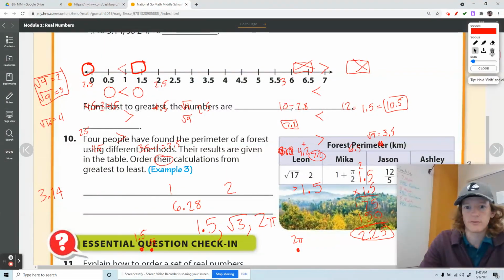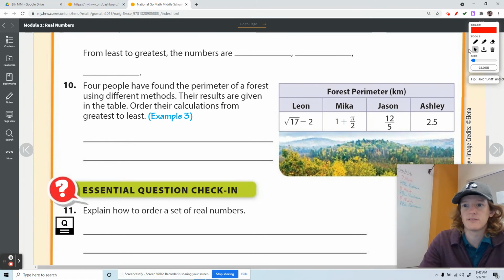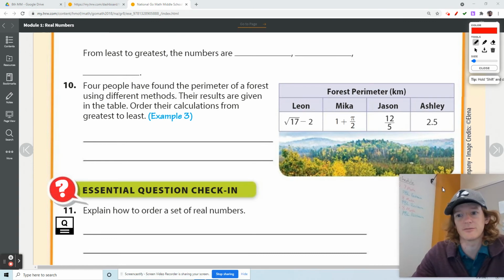And number 10, 4 people here have methods to solve for the perimeter of a forest, and the results are given in the table here. Leon, Mika, Jason, Ashley. So Ashley's is given here in a decimal. It's 2.5.